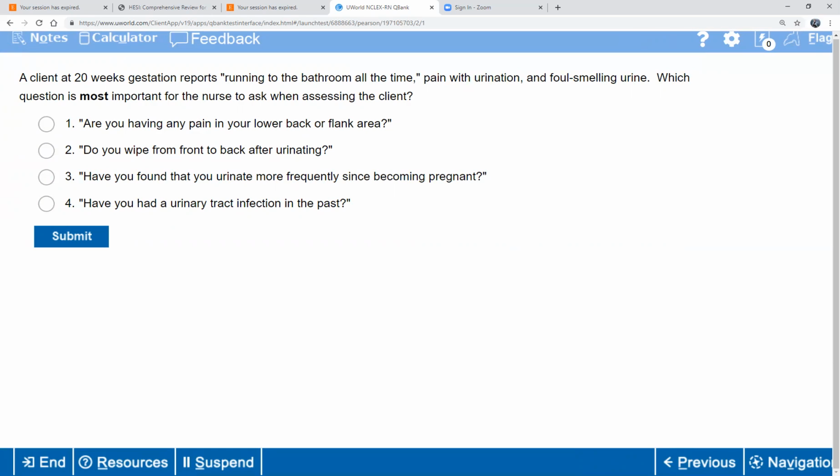Okay. Have you had a urinary infection? Okay, she's going back and forth to the bathroom. Does the urine have a foul smell? Any pain? Are you having any pain in your back? Have you found urine movement? Okay, what about urinary tract infection?